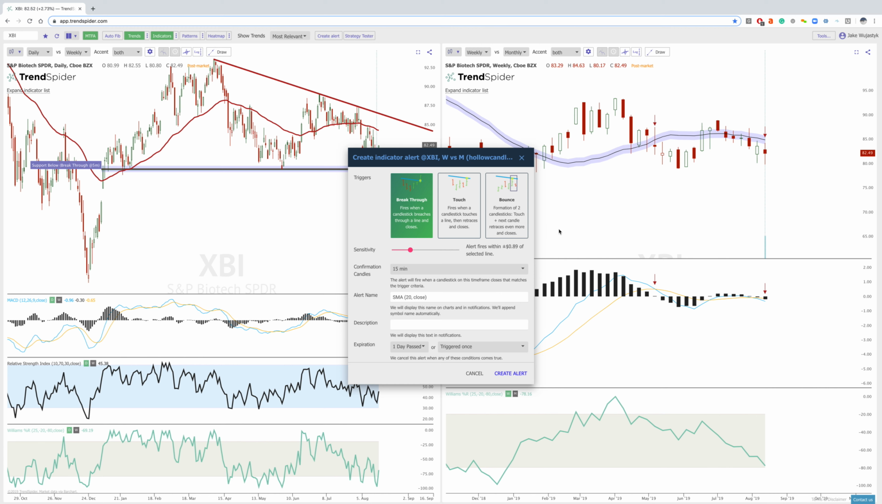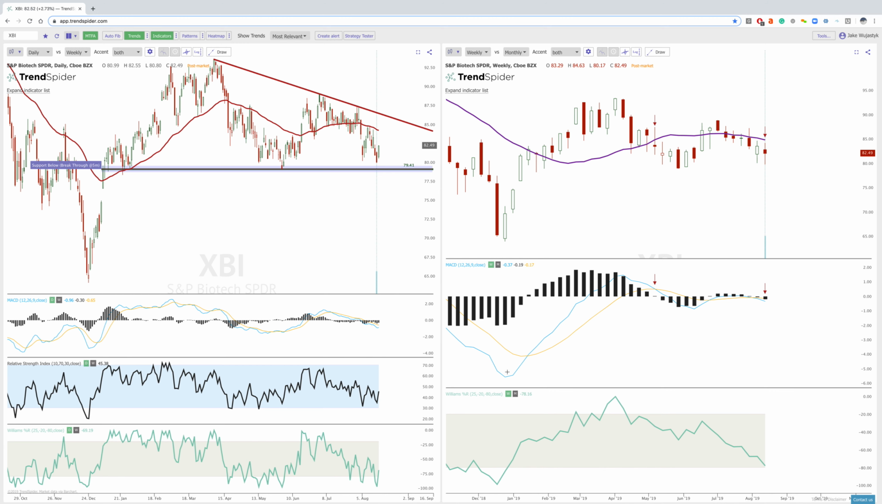We can go and choose the expiration. Let's say we want to go full here, 30 days, or until we get the trigger. It's triggered once. You can choose up to 10 times though. I just usually do it once, and then I know it's time to get back to the computer, create the alert, and it's set up on the back end here in the alert list.